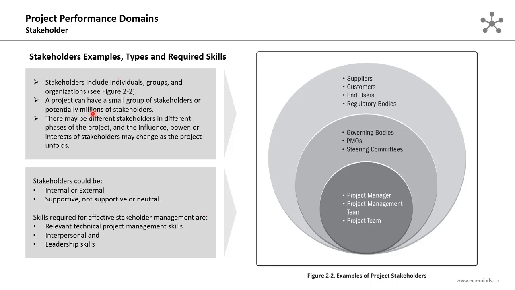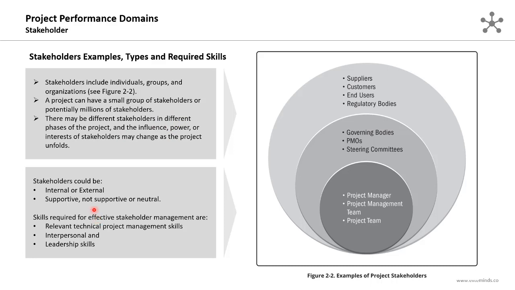All these are examples of project stakeholders which you need to identify and analyze and consider throughout the project. A project can have a small group of stakeholders or potentially millions of stakeholders. There may be different stakeholders in different phases of the project, and the influence, power, or interests of stakeholders may change as the project unfolds. So depending on the complexity and the size of the project, we will determine the number of stakeholders. It might be a small group or it might be a very large number, and in cases where there is a very large number of stakeholders, we need to analyze those stakeholders and determine the ones with the highest priority based on their influence and power.